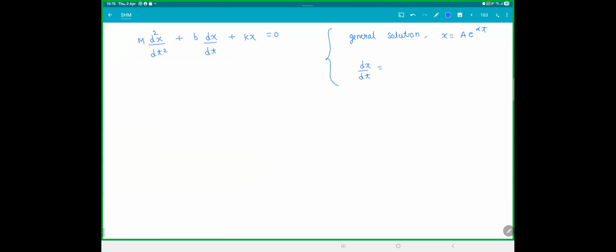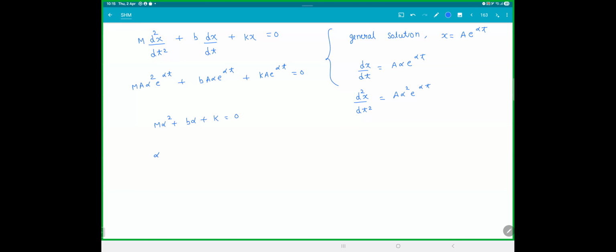So for these kinds of equations, generally the solution will be in this form. So dx by dt will be a into alpha e power alpha t, d square x by dt square will be a alpha square e power alpha t. When you substitute this here, we get m a alpha square e power alpha t plus b into a e power alpha t plus k into a into e power alpha t. So when you do this, you can clearly see you'll end up with m alpha square plus b alpha plus k is equal to 0.